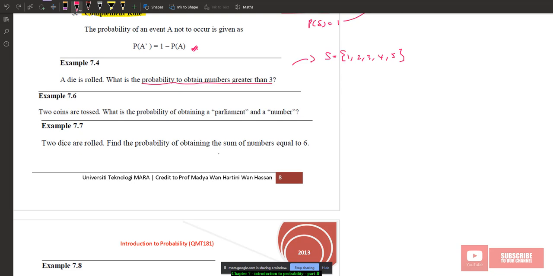So let's say event A, we want to get a number greater than 3. So means 4, 5, and 6, right? To find the probability of obtaining a number greater than 3, which is set A, the probability of A is equal to n(A) divided by n(S). How many in A? We have 1, 2, and 3, so we have 3. And in the sample space, we have 6. So it should be equal to 1 over 2, which is 0.5. So this is how we find the probability value of obtaining a number greater than 3.